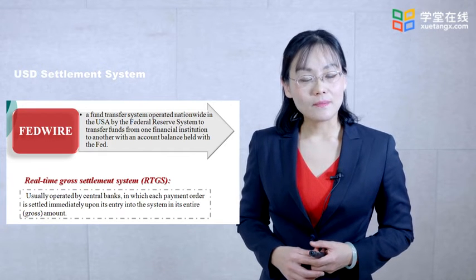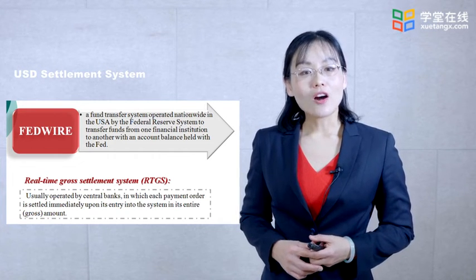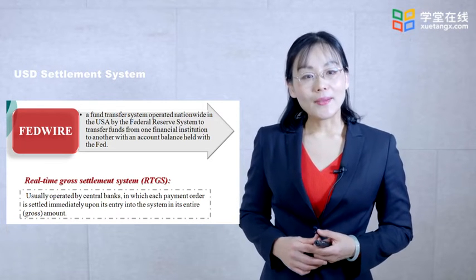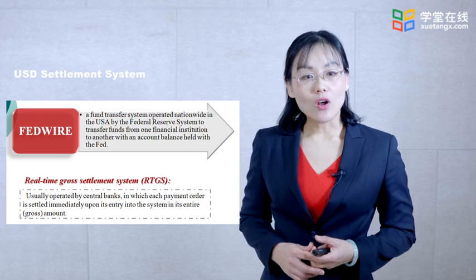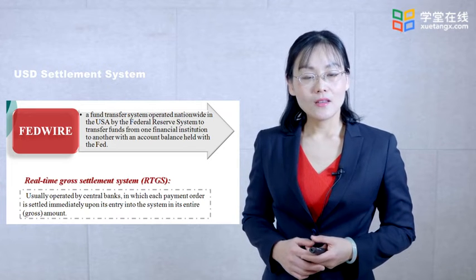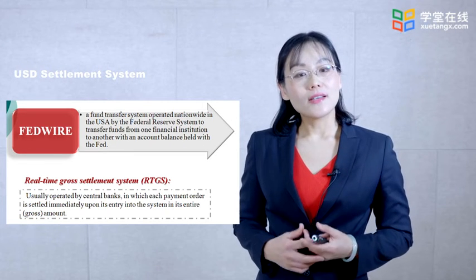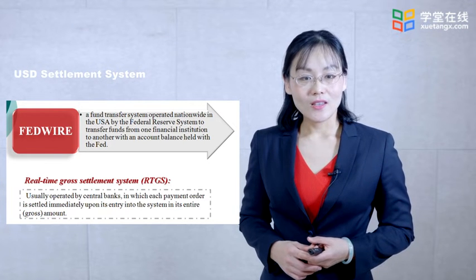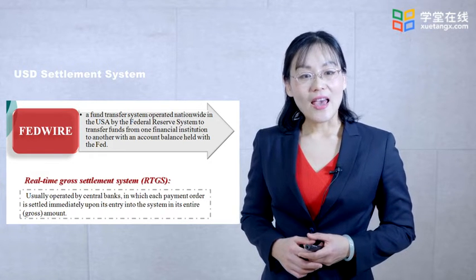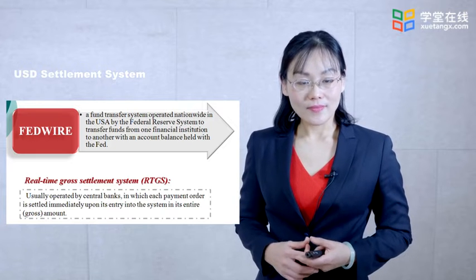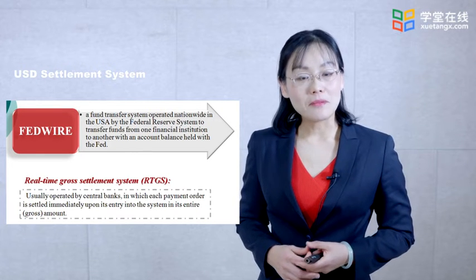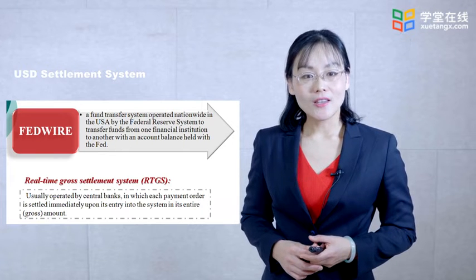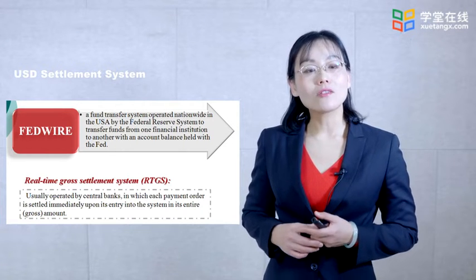This mechanism is called RTGS, abbreviated from Real-Time Gross Settlement. Such a system is usually operated by central banks, in which a cash payment order is settled immediately upon its entry into the system in its entire or gross amount.